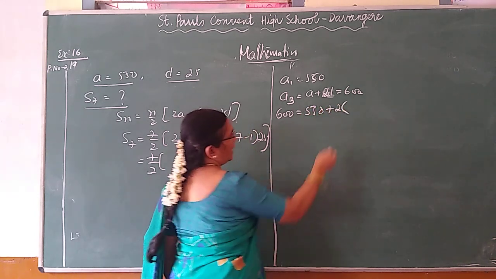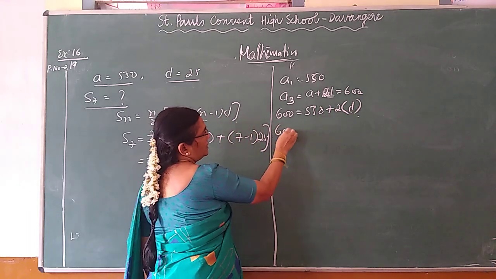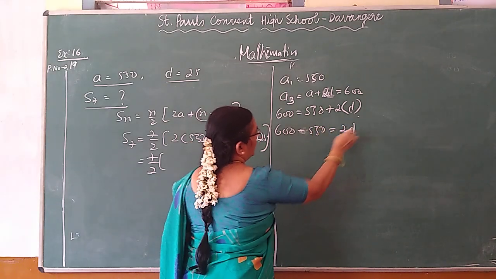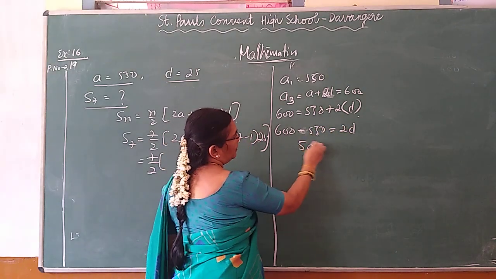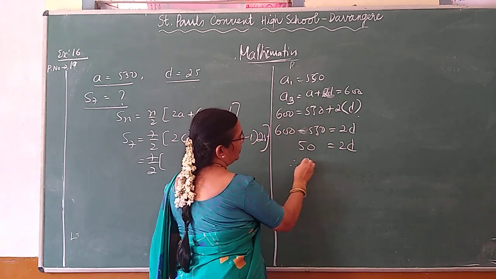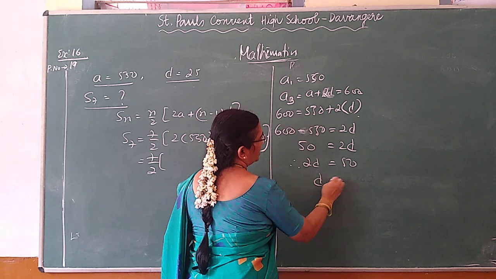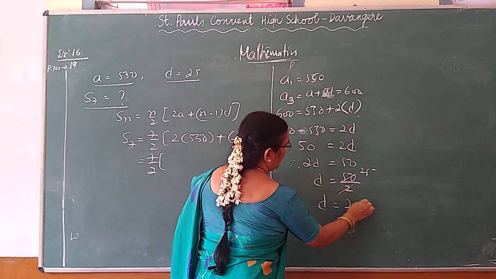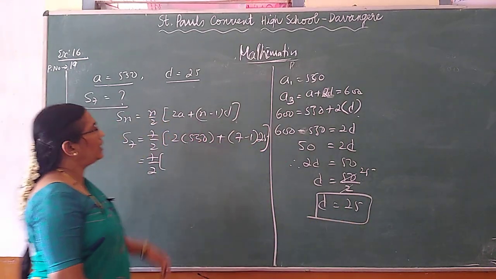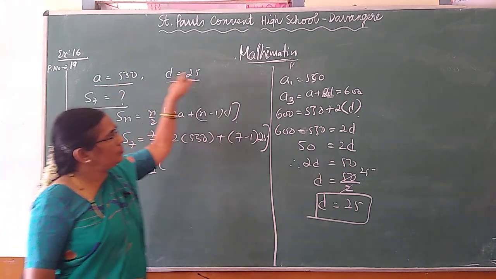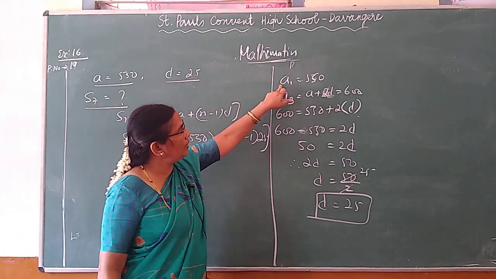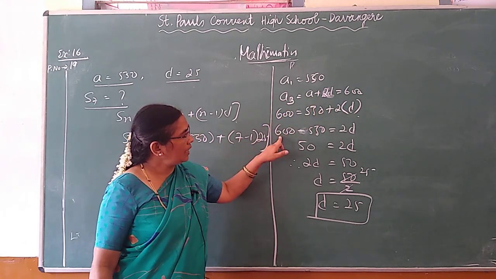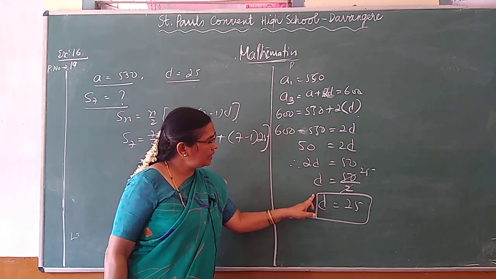Therefore, we consider 600. A is 550 plus 2 into D. You have to find D here. So how are you going to find it? 600 minus 550 is equal to 2D. So 600 minus 550 means we will get 50 is equal to 2D. Therefore 2D is equal to 50. Therefore D is equal to 50 by 2. So 2 25s are 50. Therefore D is equal to 25 we got. After knowing A1, how we will get D means we have to consider the given A3 and solve for D by taking A as 550. Then we have to substitute the values. Then minus it. Then we will get the 50. Then D value we will get.